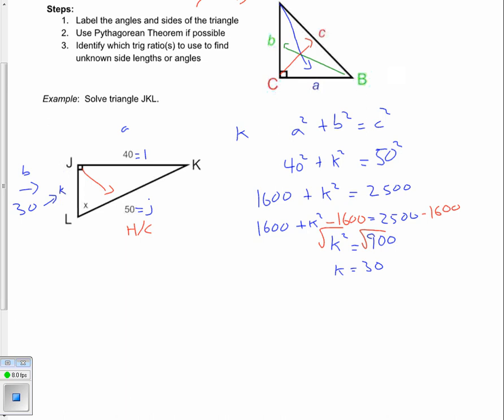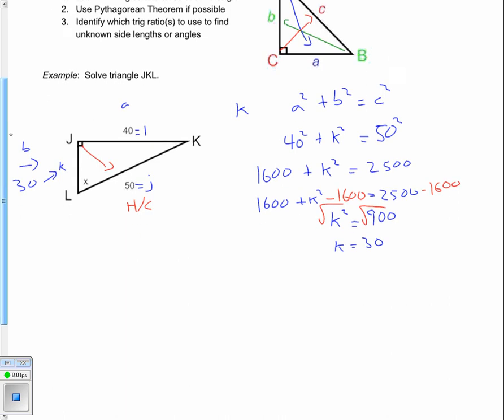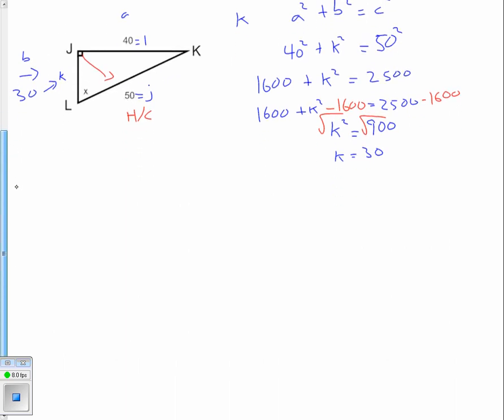Now I got to figure out the angles because I don't know what the angles are. So let's pick an angle to solve. And so let's solve for angle x because that's given to us right here. Okay, so I want to try and solve for x.